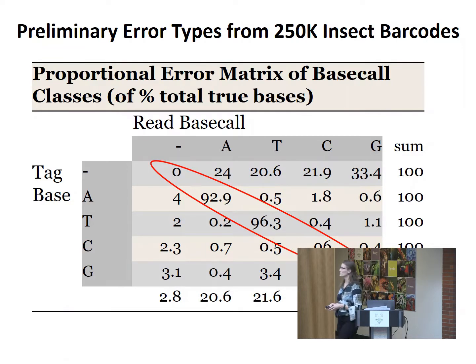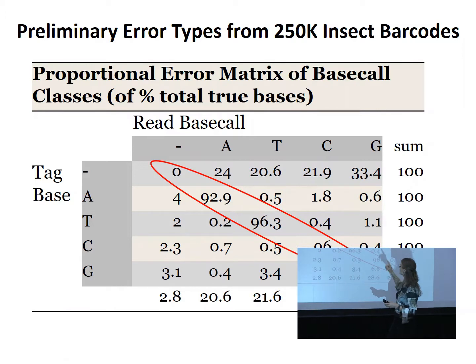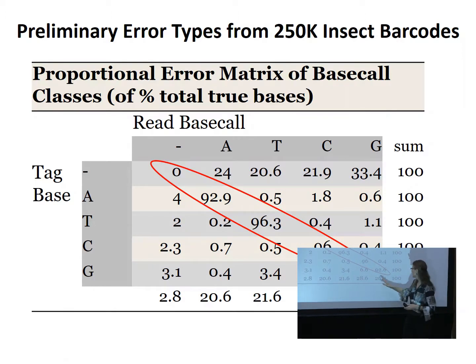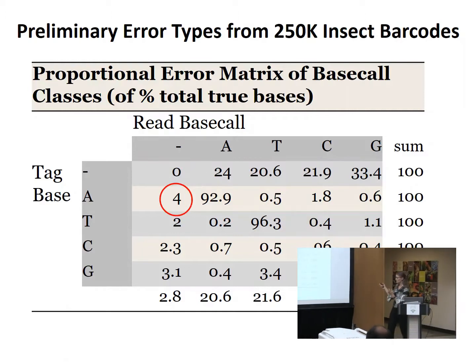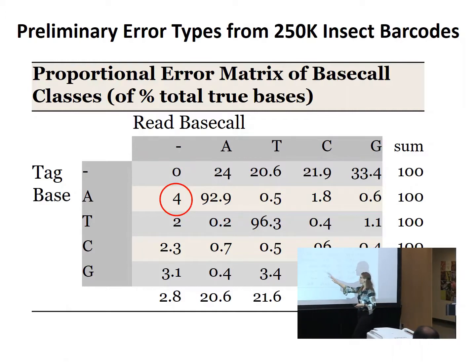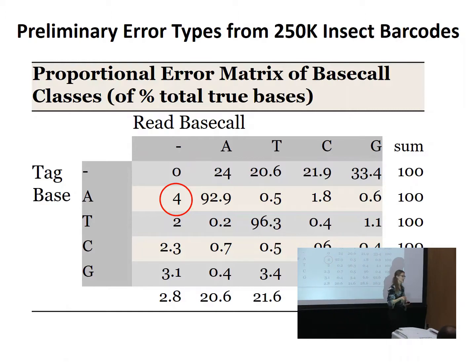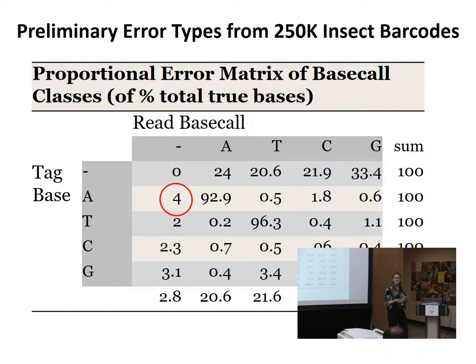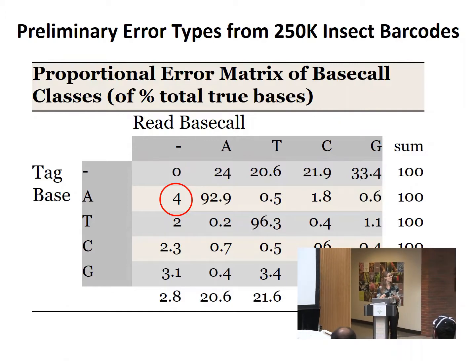So just to give you an idea of what we're trying to go for. Here the row labels are the tag bases, A, T, C, G, and on the column labels are what the read was. And along the diagonal, you can see that in general, there's a 92 to 96% correspondence. But there are also some errors. So just as one example, about 4% of A's were erroneously called as a deletion. Those bases were missing.